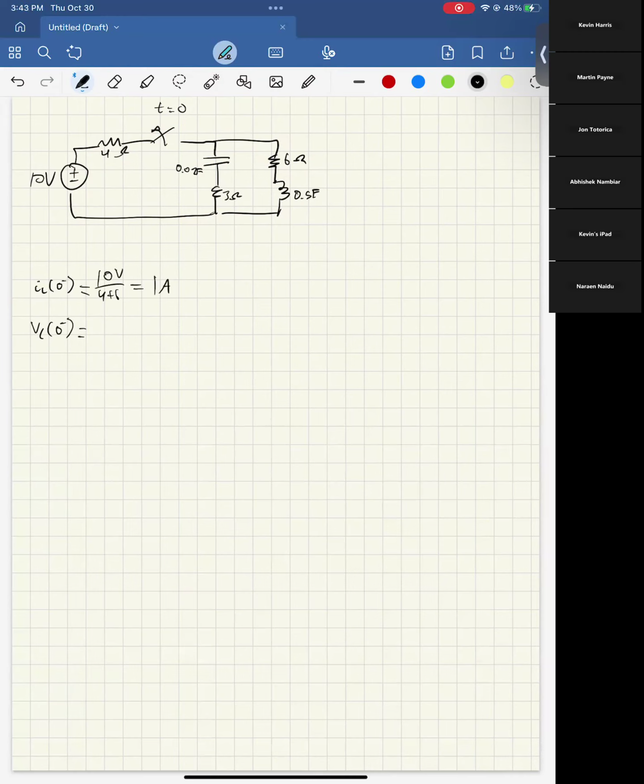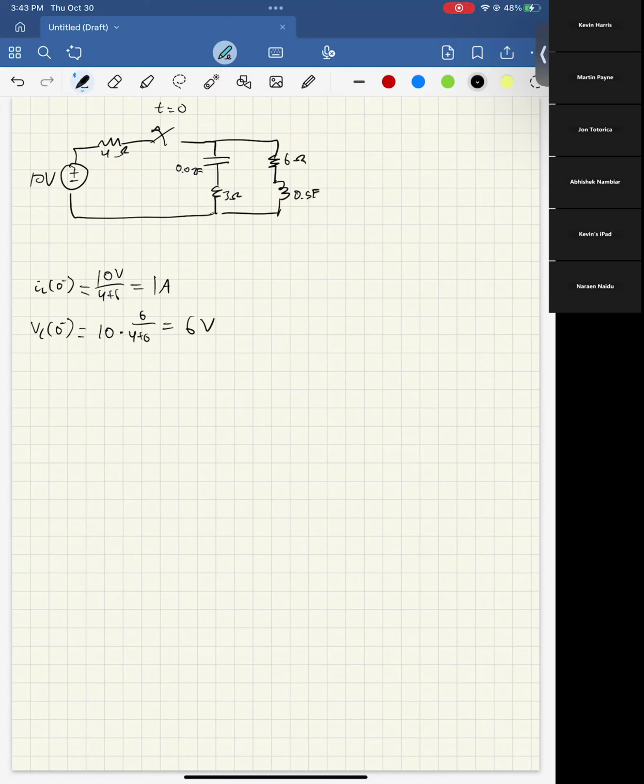Now we want to look at, for this capacitor, what's the voltage that this capacitor sees? Well, if we have 4 ohms here and 6 ohms here, and this is a wire, we basically have a voltage divider where we see the voltage across here at the capacitor. Because remember, there's no current flowing through this 3 ohm here. So this is going to be 10 times 6 over 4 plus 6, which is 6 volts. So that's what our first thing is.